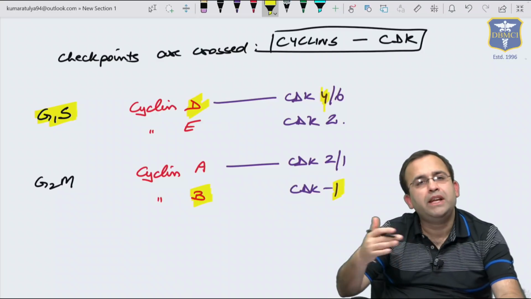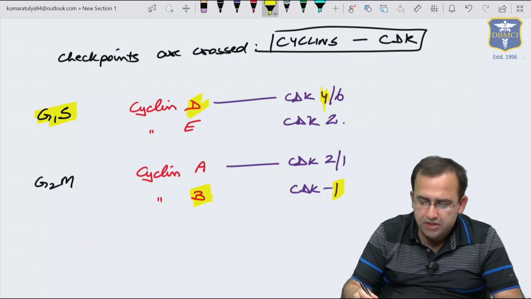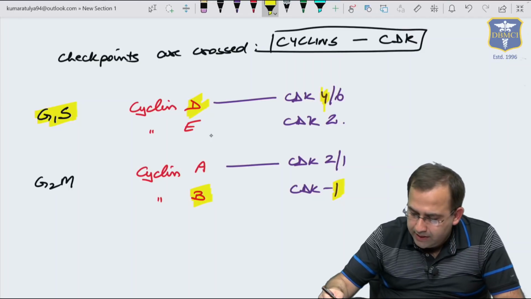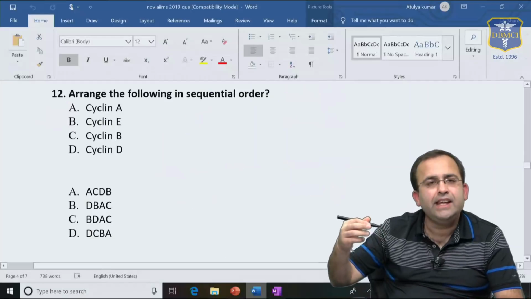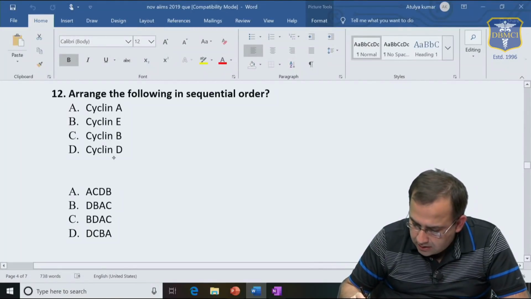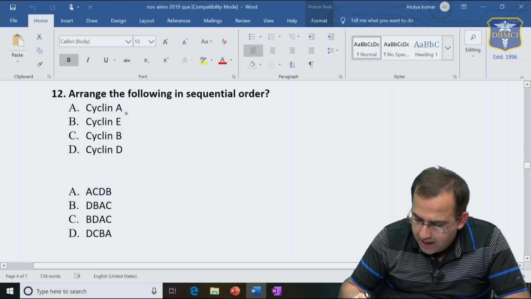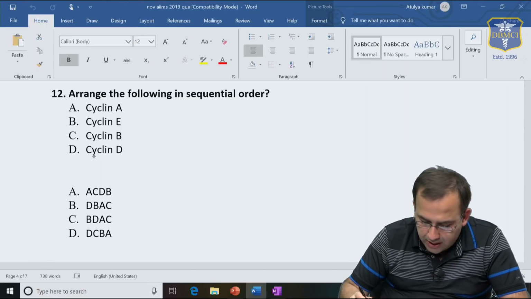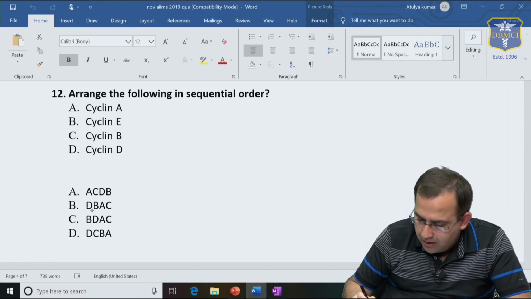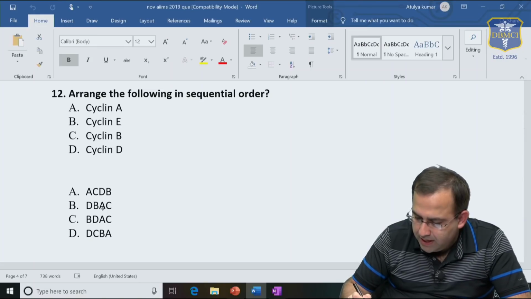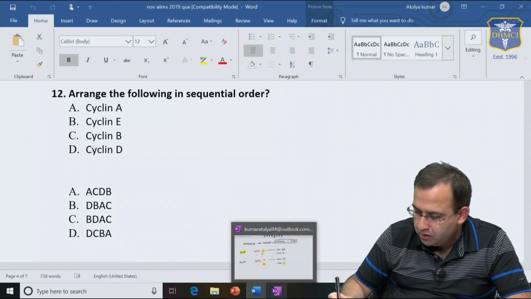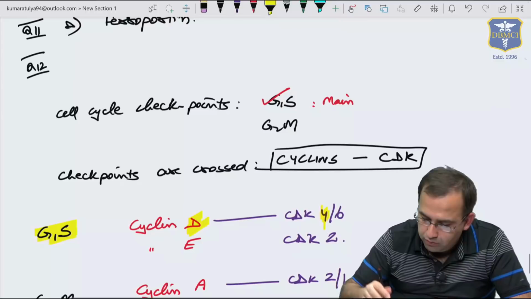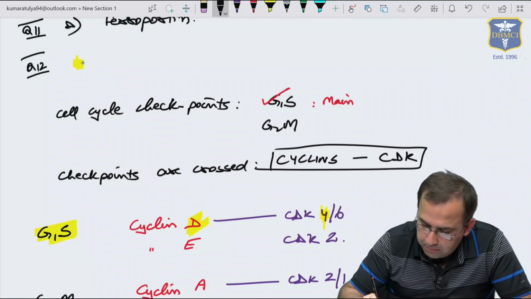Next, this was what was asked. So if I have to make this cyclically or sequentially, first G1S will be crossed, then G2M, DEAB. So the sequence will be DEAB. Hence DEAB, that is option B. D, after that comes E, then A, B. That is option B. So question number 12, the answer is B.